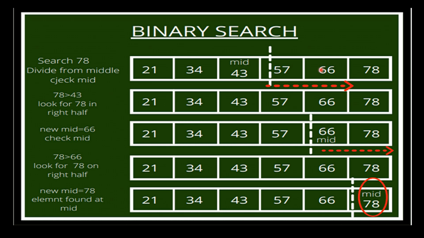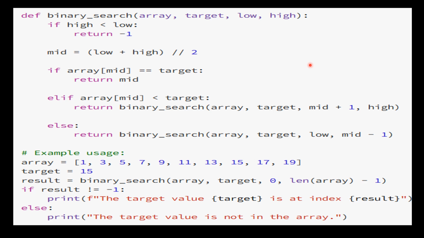Imagine you have a monthly calendar with the days of the month arranged in order. To find a specific date, you would start by looking at the middle of the month. If the target date is earlier than the middle day, you would repeat the process for the first half of the month. If the target date is later, you would repeat the process for the second half of the month, and you would continue this process until you find the target date or determine that it does not exist in the calendar. So let's take a simplified pseudocode example for the binary search.